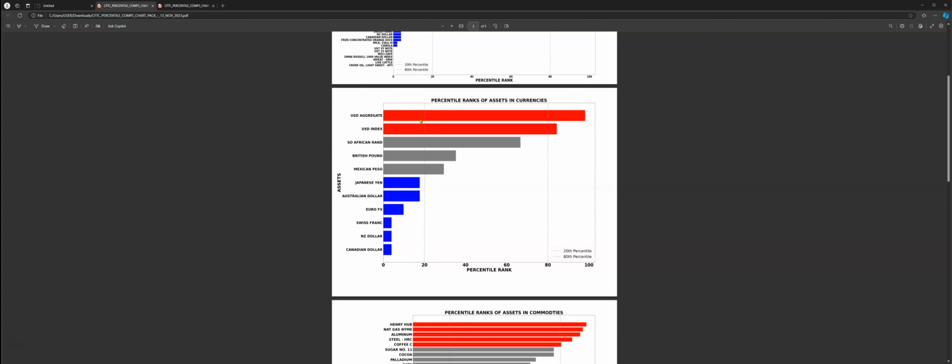If you get the CFTC data updated for the week, you want to make sure you go through this particular part, the percentile rank of assets in currencies. And then you look at whether that particular currency or asset is stretched long or, sorry, stretched short.